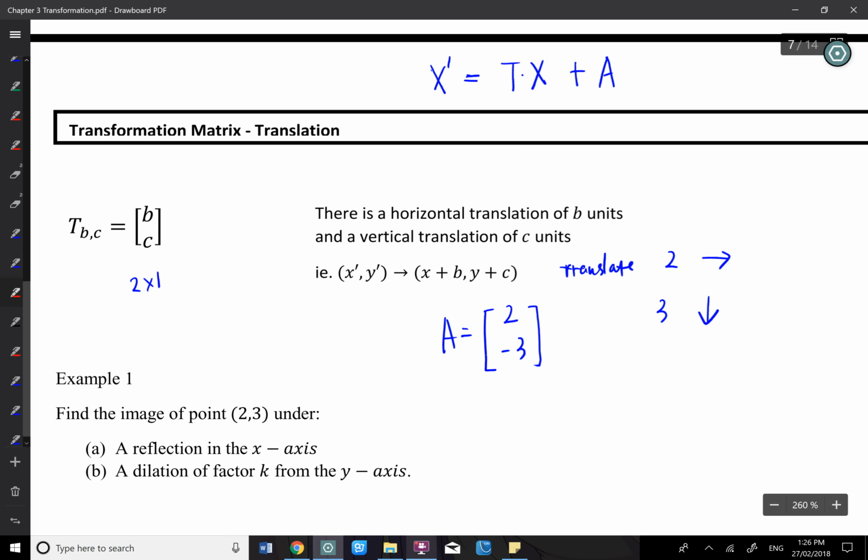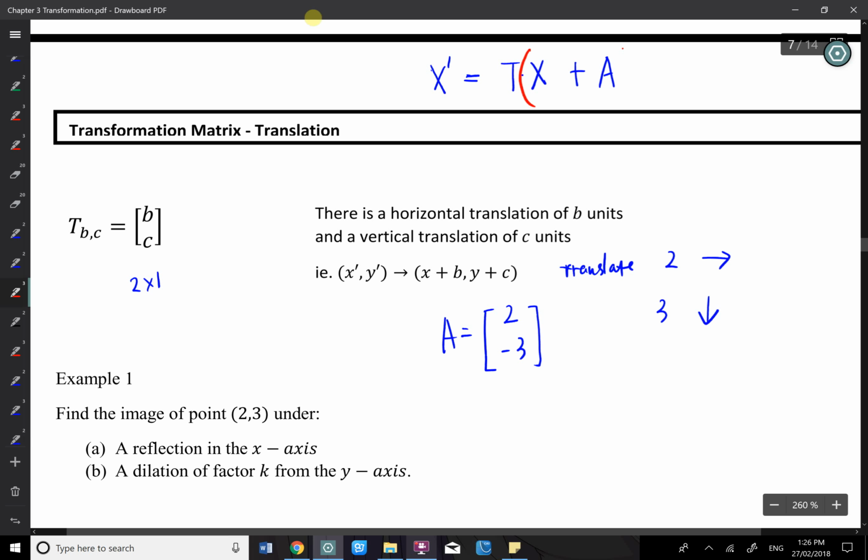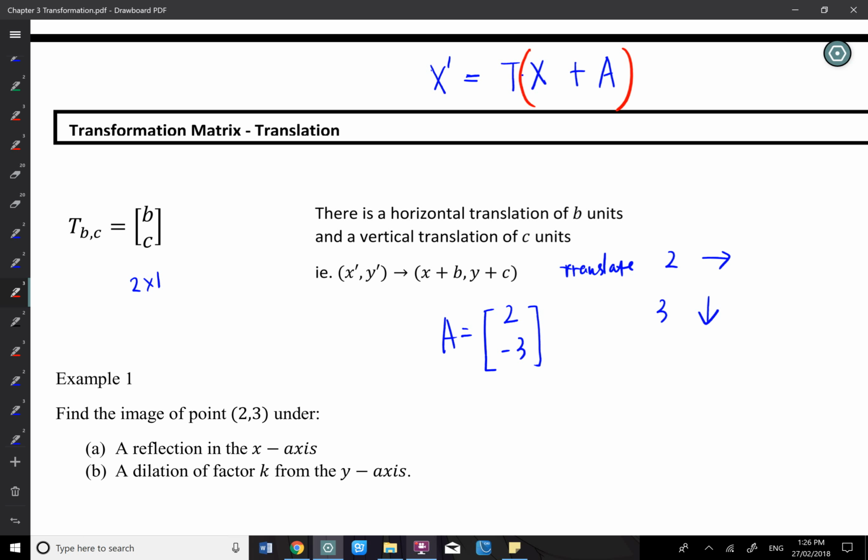If the translation happened first, you will bracket that, and then times the dilation. Again, it's the same as before. The transformation order must be the same as the calculation order. So even calculating the matrix will be the same as calculating in that order. If you translate first, it needs to be in the bracket and then times the matrix in the front.